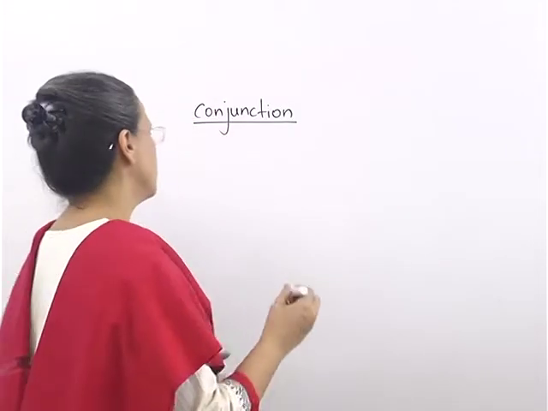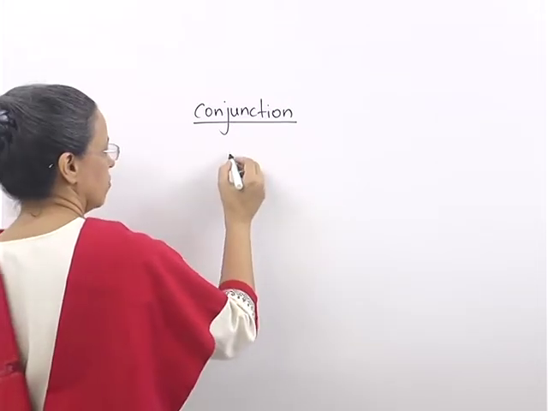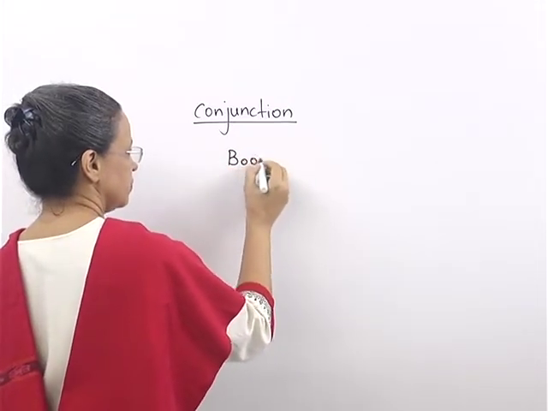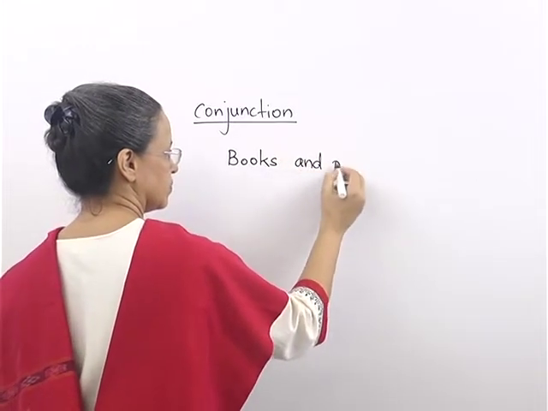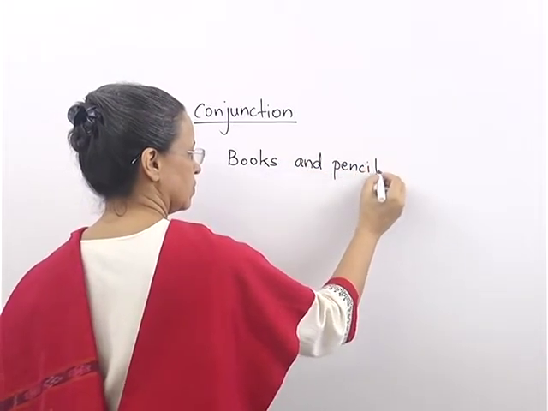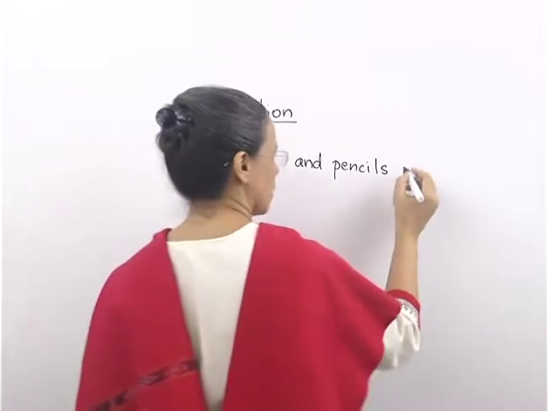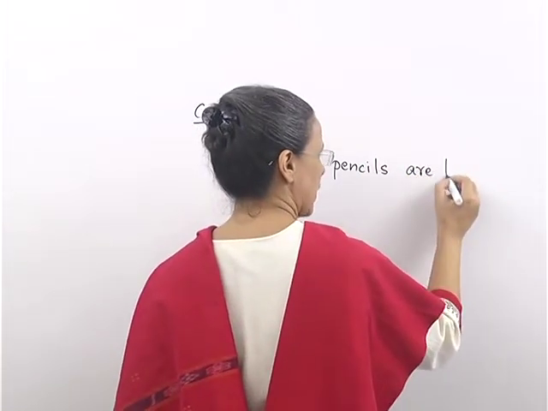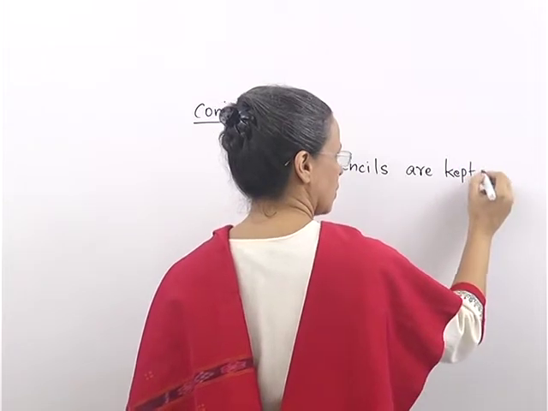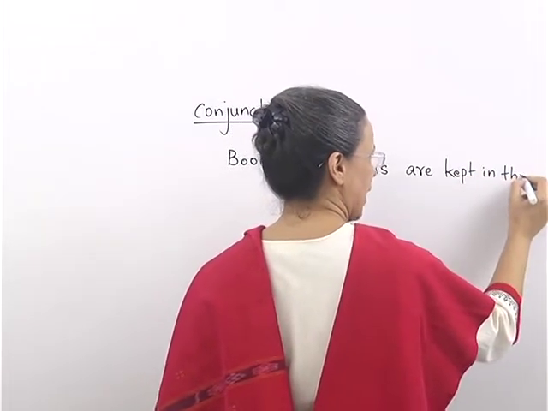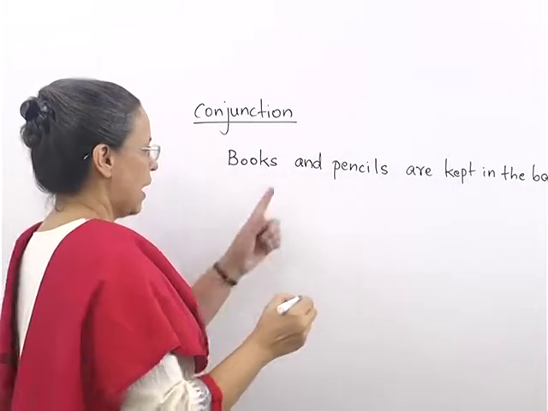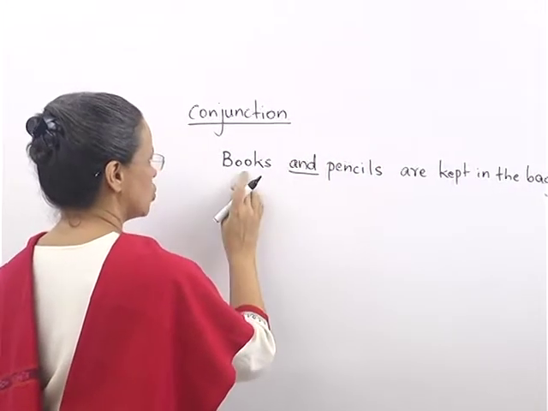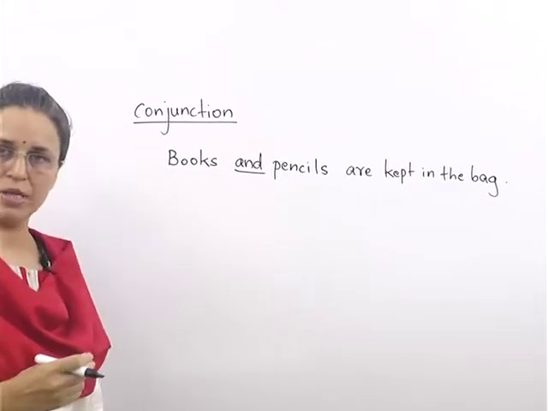Now, when it joins two words, suppose I say books and pencils are kept in the bag. So, here you can see and is joining these two words books and pencils.